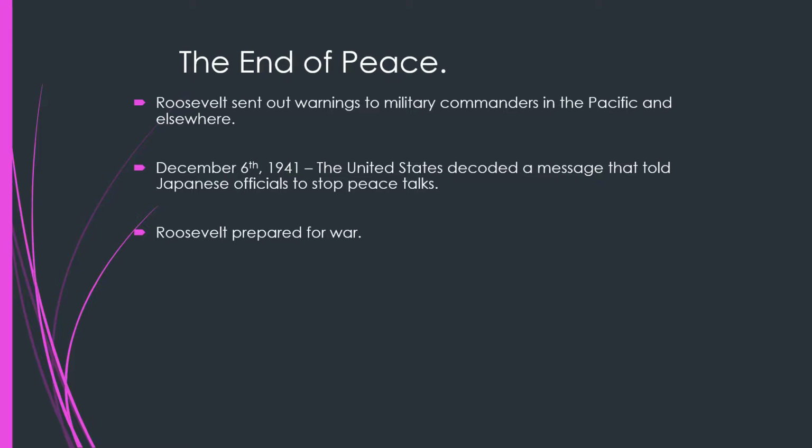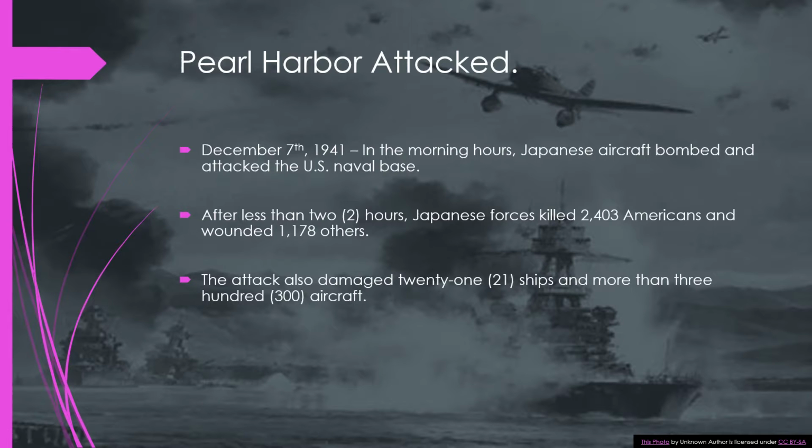So Roosevelt now officially knows that he has to prepare for war. Again, not sure where it's going to happen, not sure how it's going to happen, but Roosevelt now knows that the Japanese are going to attack the United States somewhere, somehow, someday. Pearl Harbor will be attacked on December 7th, 1941.